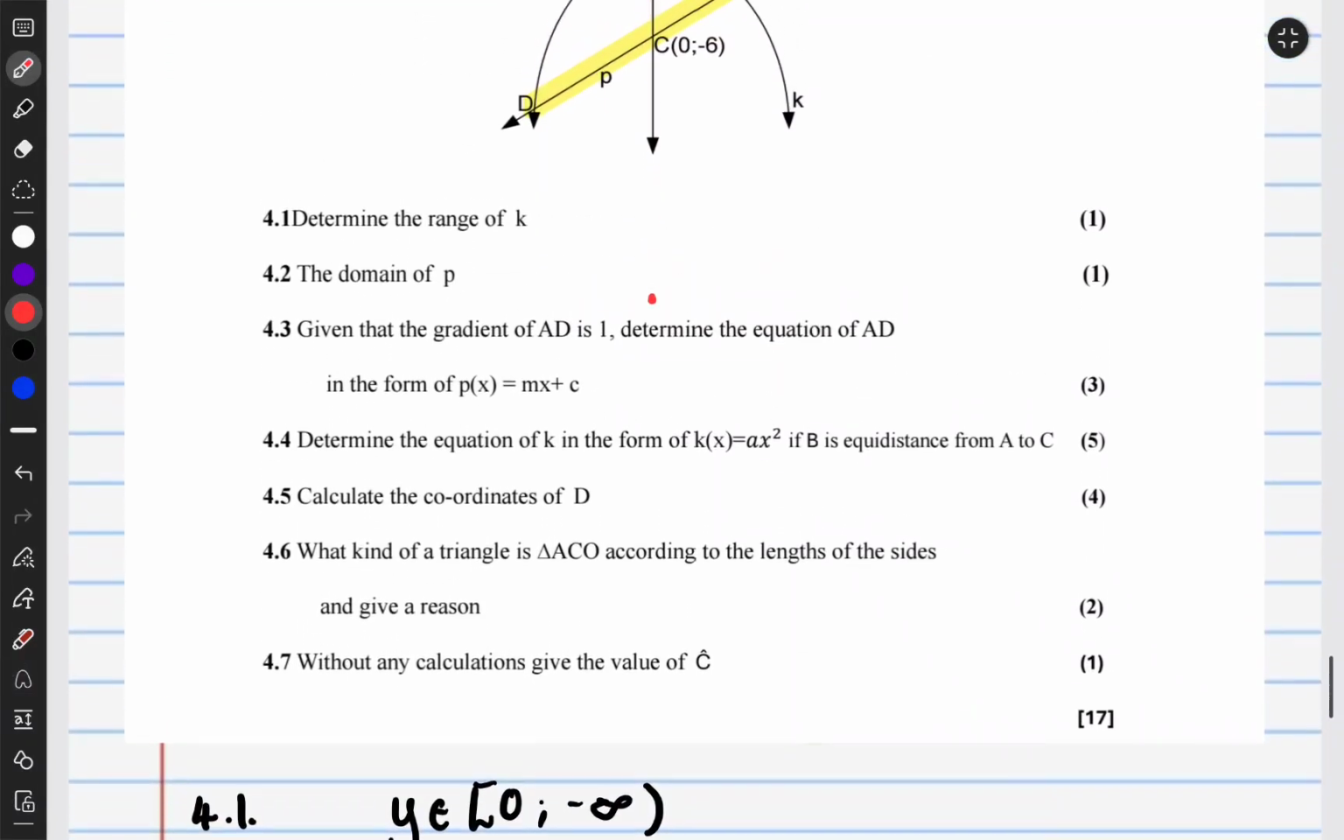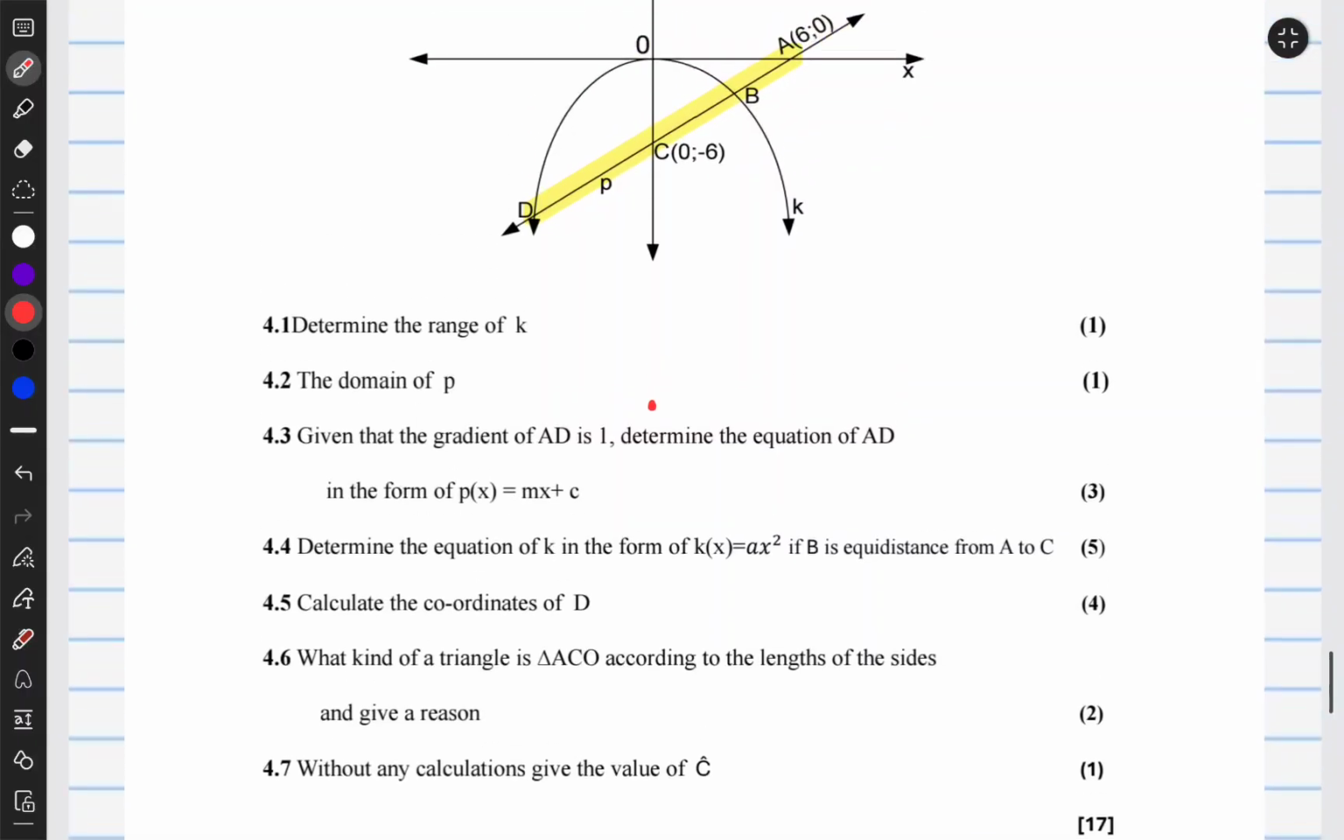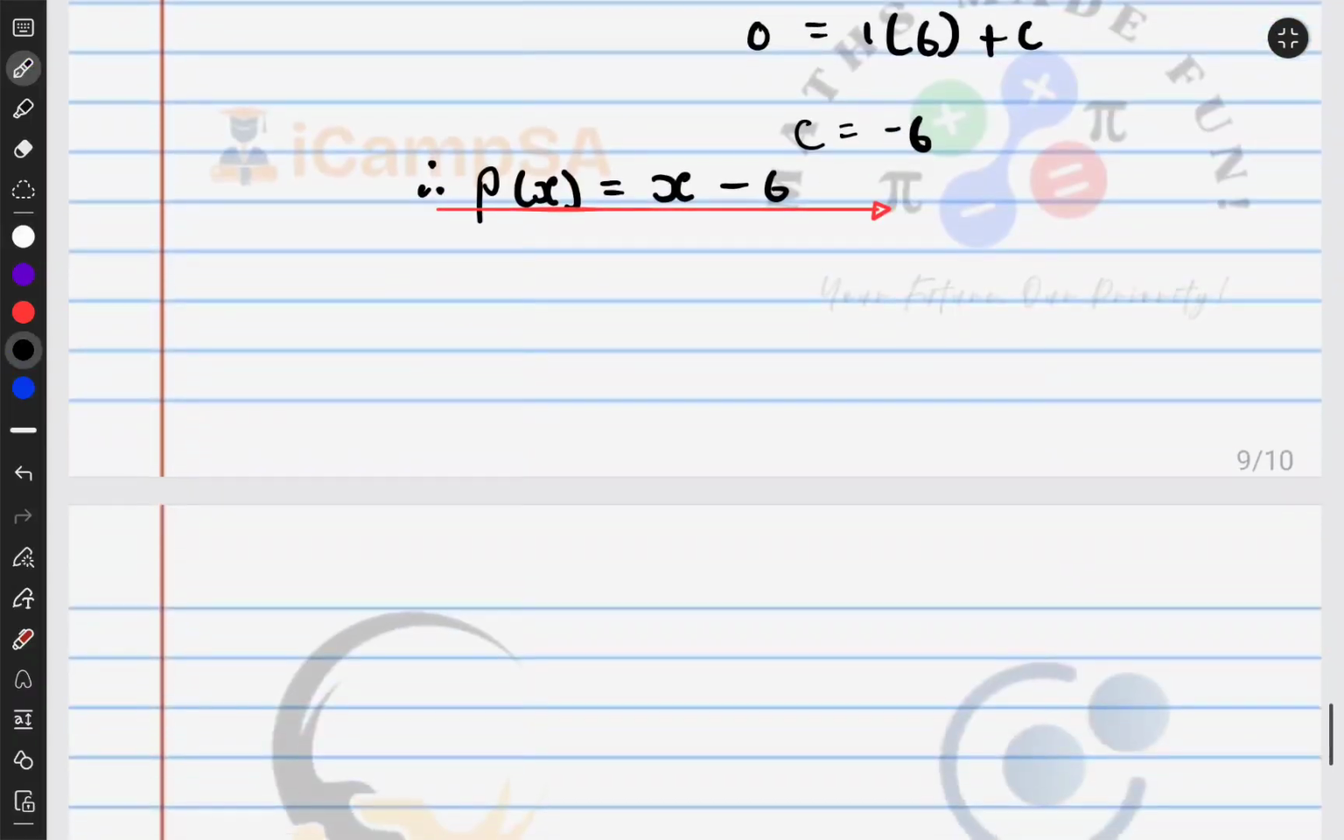Okay, and then next we are also to determine the equation of K in the form of K at x is equal to ax squared, if B, this coordinate here, is equidistant from A to C. In other words, what they are telling us is that B is the midpoint from A to C. So we can calculate the coordinates of B and use them to find the equation of K. But first we need to calculate the coordinates of B, which is the midpoint.